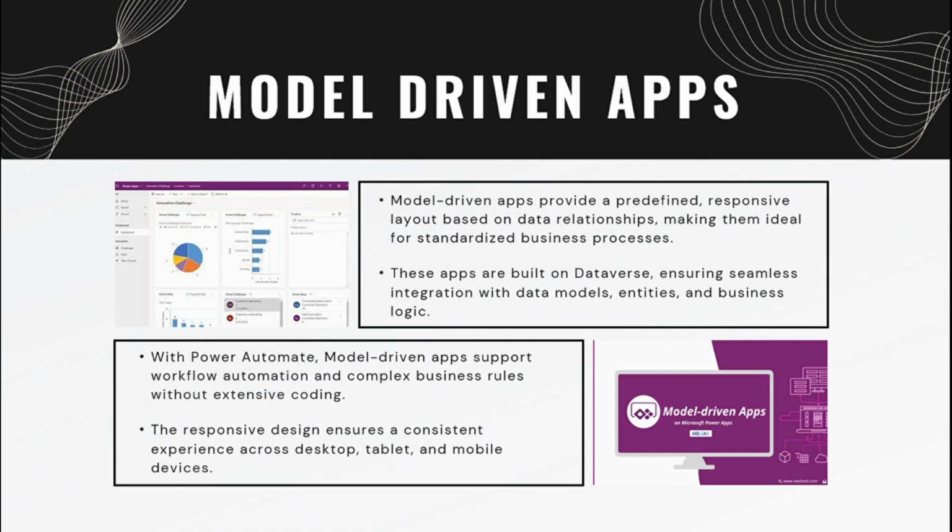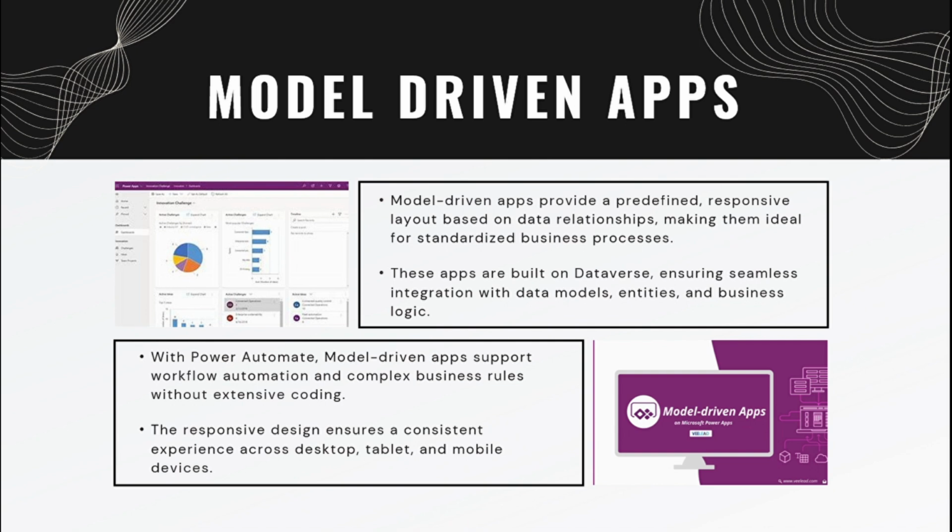So here is an example of a model-driven app where you can see there are various types of graphs built into the form. On this page, this is a dashboard screen which is created in the model-driven app. There are 4 points for the model-driven app. The first one is that model-driven apps provide a predefined responsive layout based on data relationships. So there is no need to set the UI part.